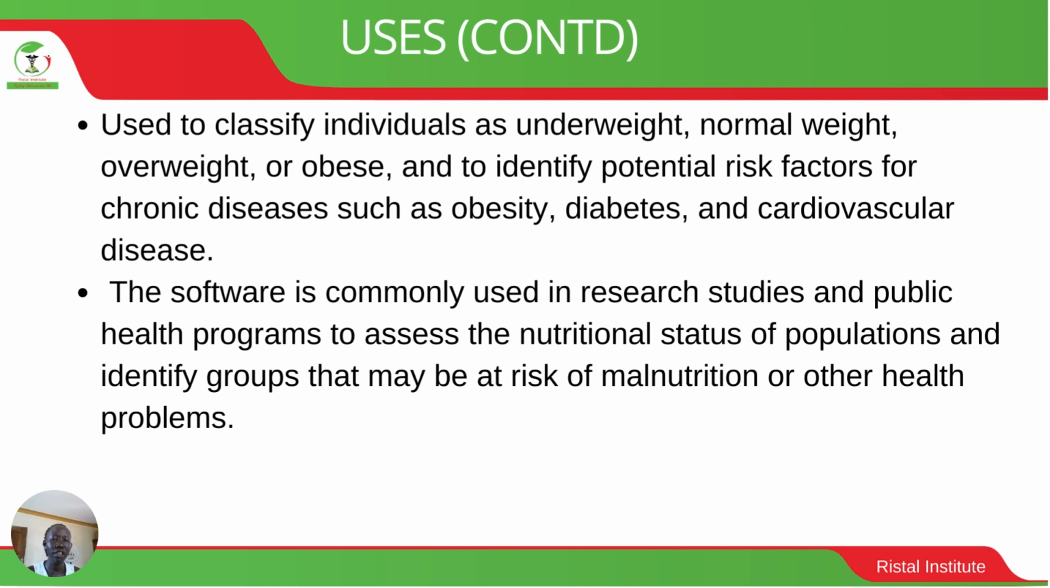You can also use it to identify potential risk factors for chronic diseases such as obesity, diabetes, and cardiovascular disease using the indicators of BMI and waist circumference indicators. So this software is commonly also used in research studies and public health programs to assess the nutritional status of populations and identify groups that may be at risk of malnutrition and other health problems.